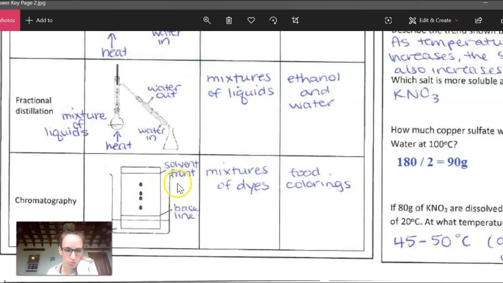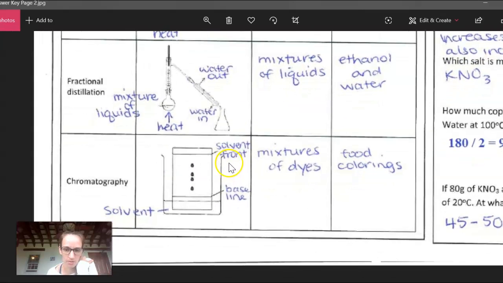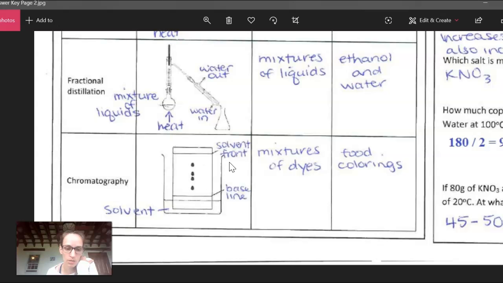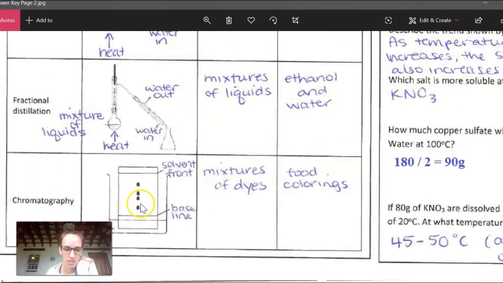Final one is chromatography. Chromatography is used to separate colored substances. We usually use it for mixtures of dyes. You have a beaker with a little bit of solvent in it, then your chromatography paper. You'll have drawn a baseline in pencil and spotted your mixture right here on the baseline.